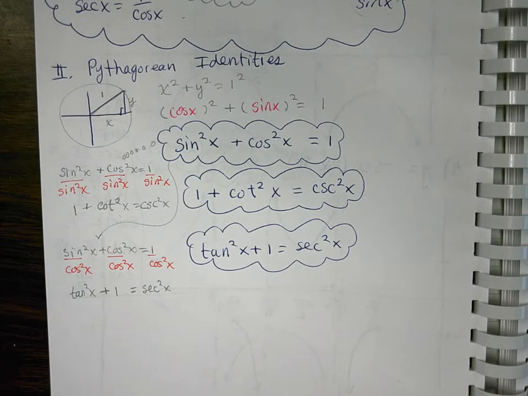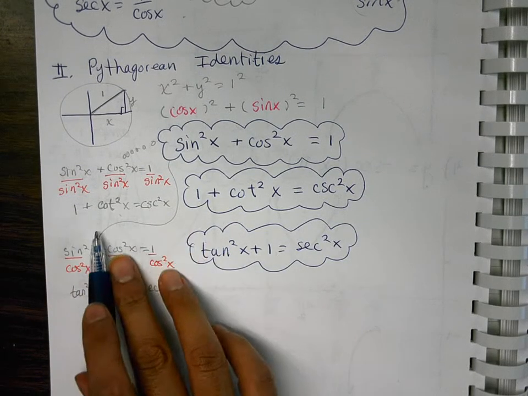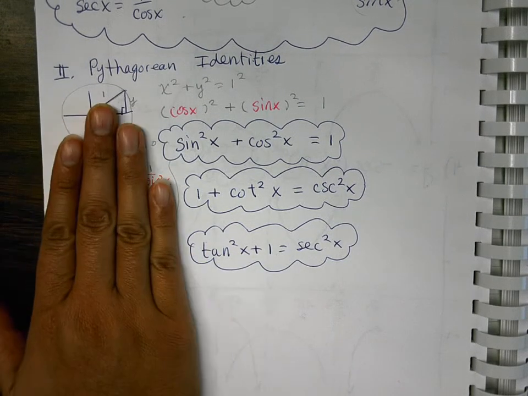Okay, questions before we move on? Yes? Why would you divide by sine squared and cosine squared? Why do we do this? Yeah. You don't have to do it. I was just doing it so you see where the identities are coming from. Pretty much I could have just said ignore this.